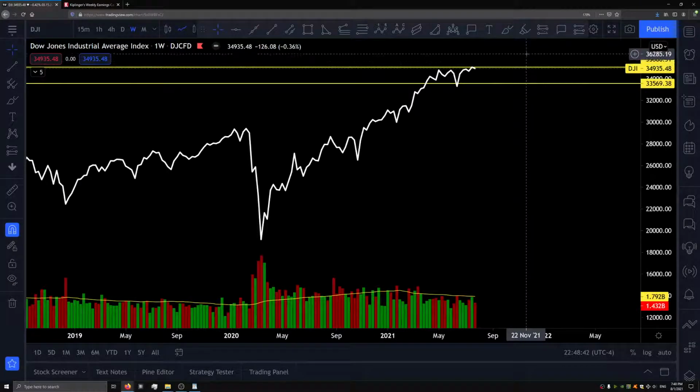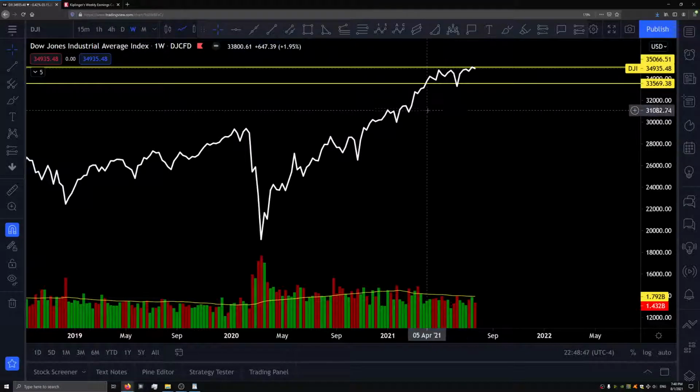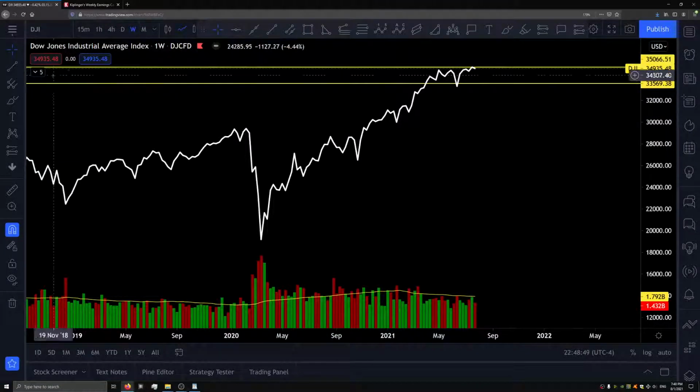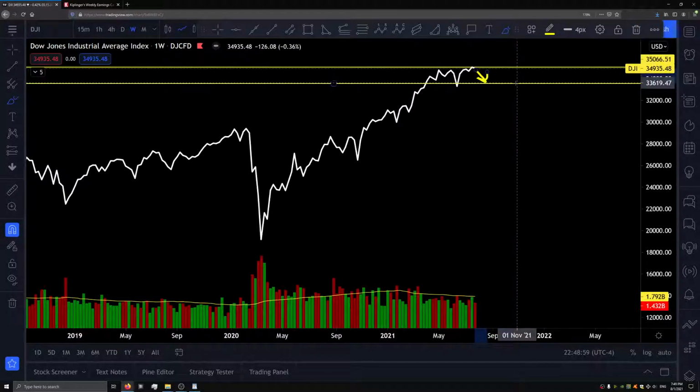35,000, 36,000, 37K, 38K, and so on. But if we end up double topping in the market, then where would the support be? It would be, again, 33,500 if we end up pulling back down, right?